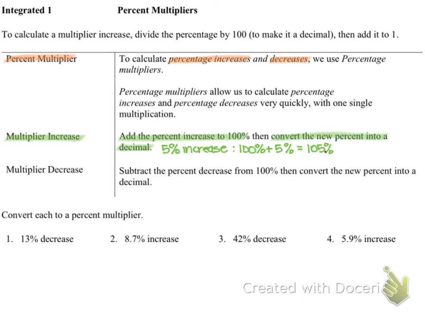So this is actually 105.00000%. So what we're going to do is grab that decimal point and slide it 2 spots to the left. So as a multiplier, this is going to be 1.05. It's no longer a percent. This is actually our percent multiplier. So here's our multiplier.